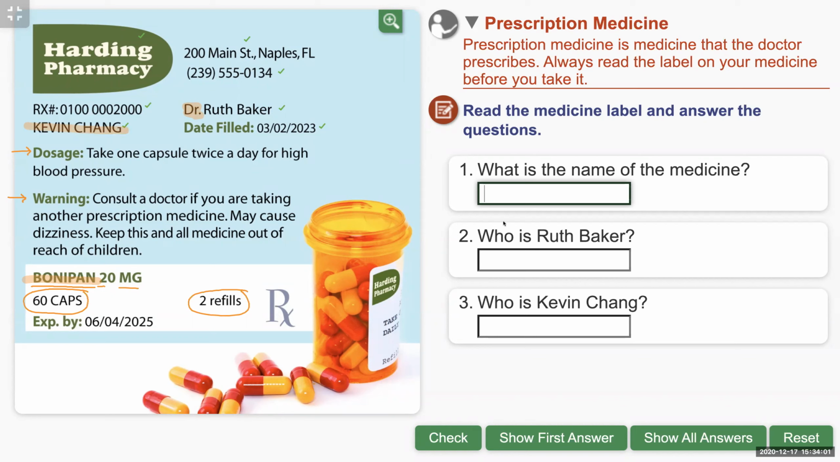So let's go ahead and write our answers. So Bonapin is our medicine. Ruth Baker is the doctor, and Kevin Chang is a patient. He's the person who Ruth Baker prescribed the medication for. If you need to pause, and then review the information again.